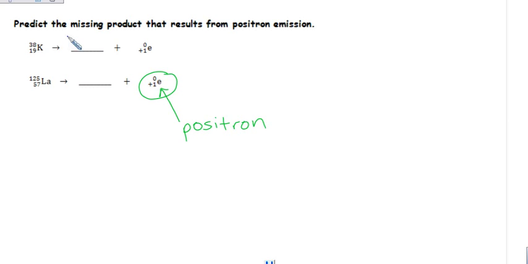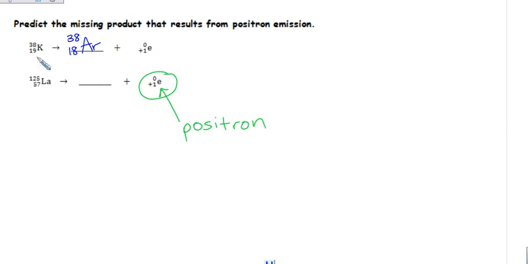Cute. Okay, so the mass should stay the same. The mass will still be 38. But this time the atomic number will go down by 1. So I should be element 18. I look at element 18 on the periodic table. It should be argon. Oh, not bad. I can handle that. And I can check and make sure everything adds up. 38 plus 0 is 38. And then on the bottom I have 18 plus 1, 19.